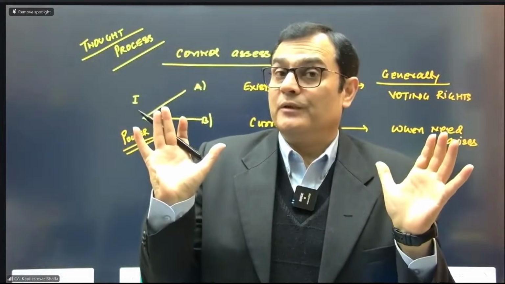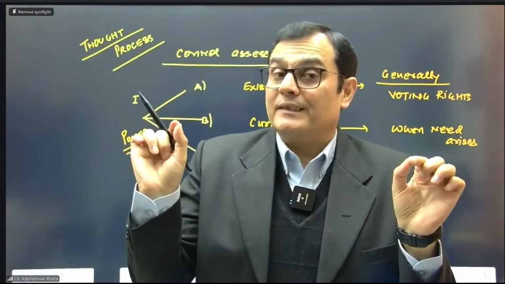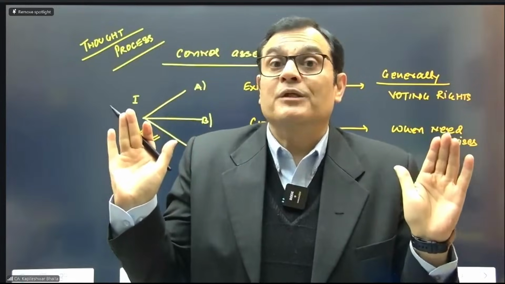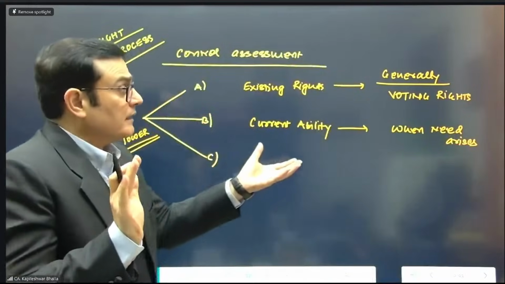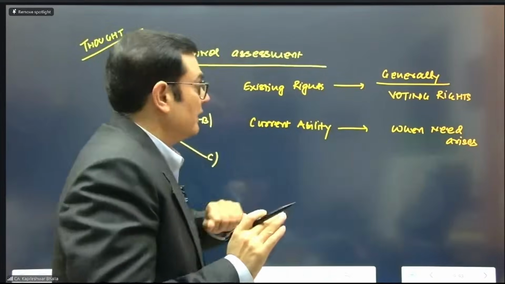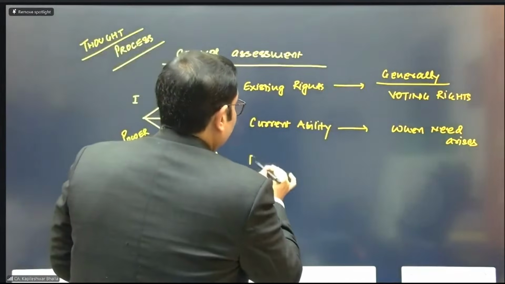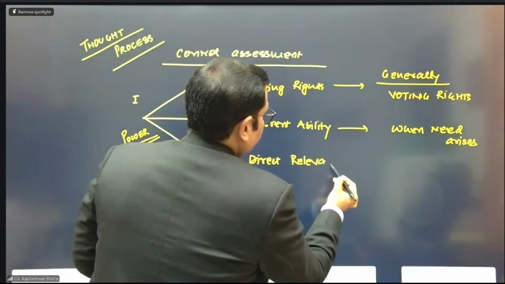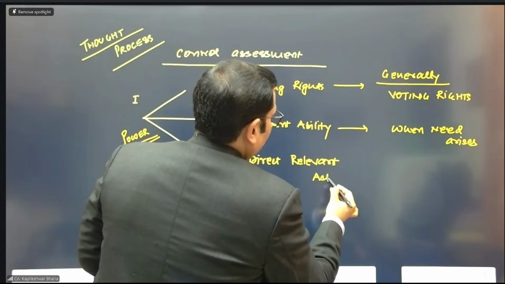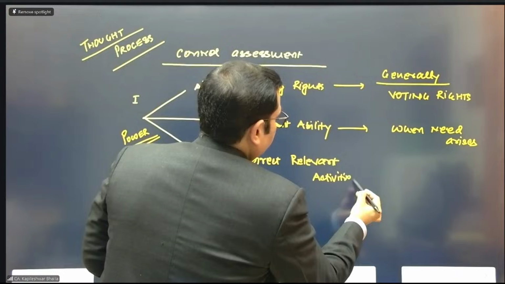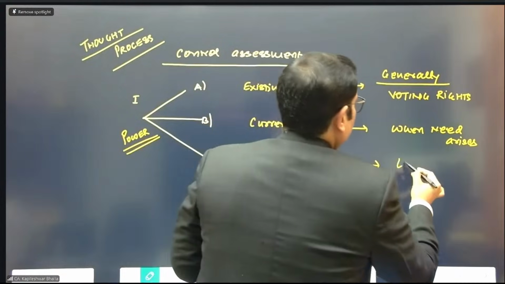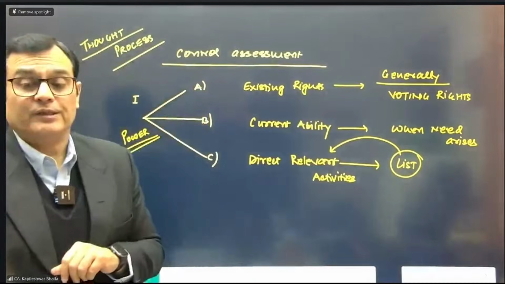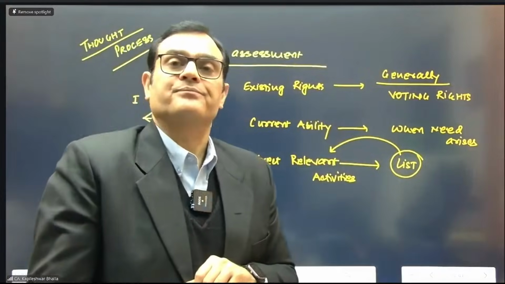And then it gives you the current ability: when the need arises, these existing rights will be putting you into a position where you can take decisions. So I'll say, when the need arises to do what? The need arises to direct the relevant activities of the business. The standard has also given us a list of relevant activities as well.